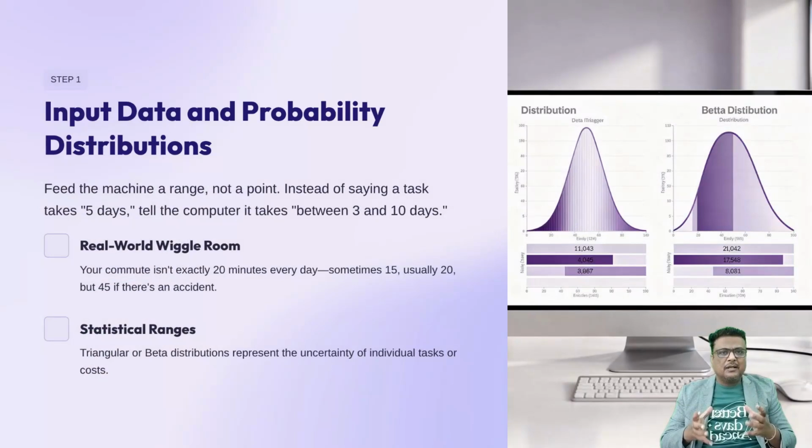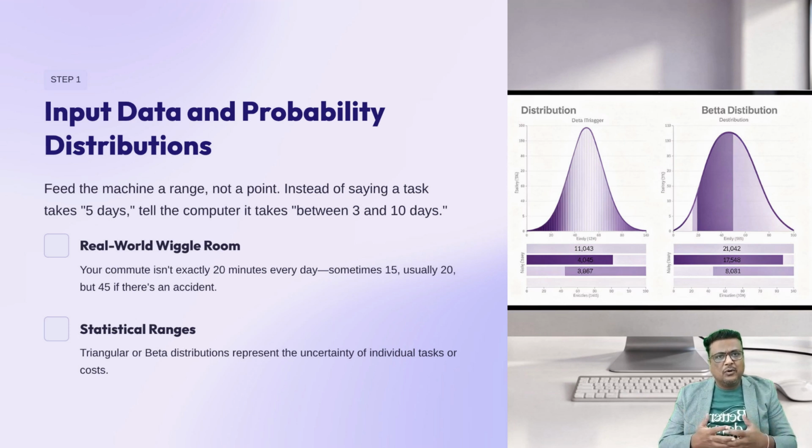This brings us to input data and probability distributions. The technical books describe these as the statistical ranges like triangular or beta distributions that represent the uncertainty of individual tasks or costs. To put it simply, this is feeding the machine a range, not a point. Stay with me here because you've probably seen this at the office where a manager asks for a precise number. In Monte Carlo, we refuse to give just one number. Instead of saying a task takes 5 days, we tell the computer it takes between 3 and 10 days.